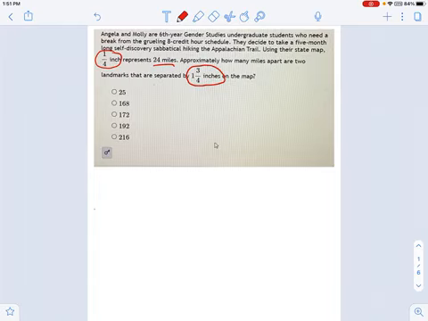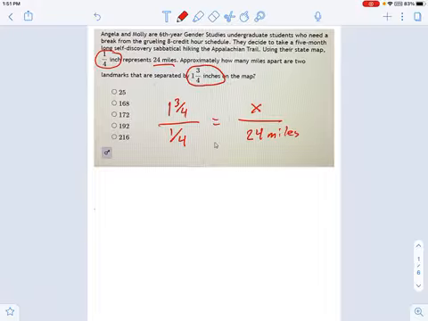Well, I think it would be helpful to use some division here. Okay, I want to know 1 3/4 divided by 1/4. How many times bigger is 1 3/4 compared to 1/4? And that will tell us what this distance is that we're looking for. Okay, it's going to be bigger than 24 miles. We know that.